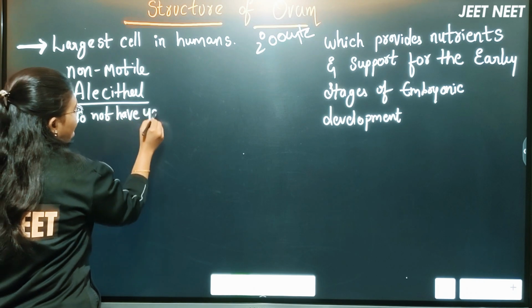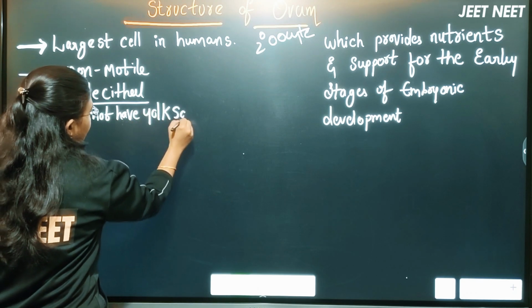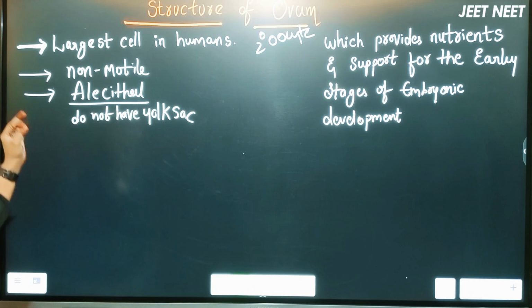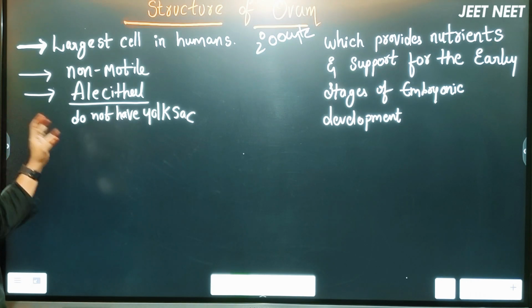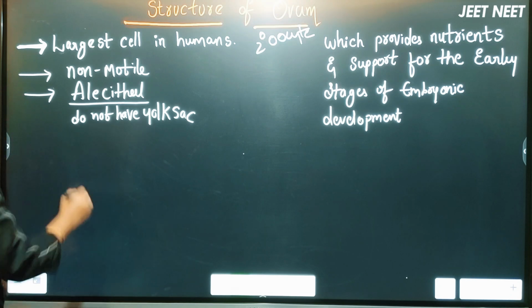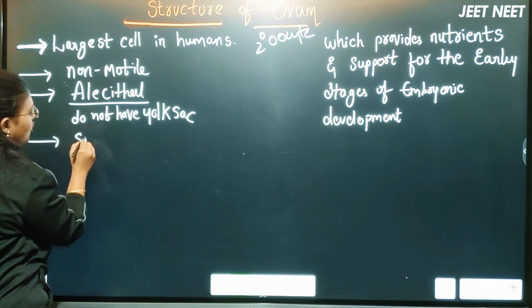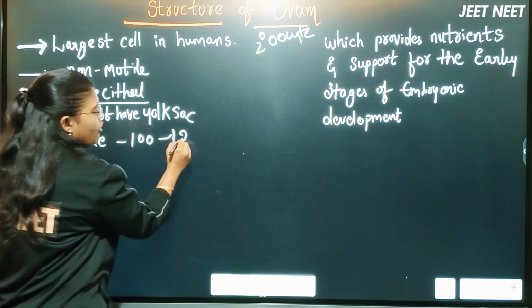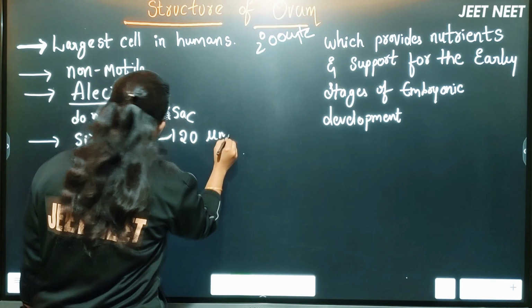In the next topic we will discuss what this yolk sac is and everything. So the human ovum is alecithal, which does not have a yolk sac, and it is non-motile, where the size of the ovum is around 100 to 120 micrometers.